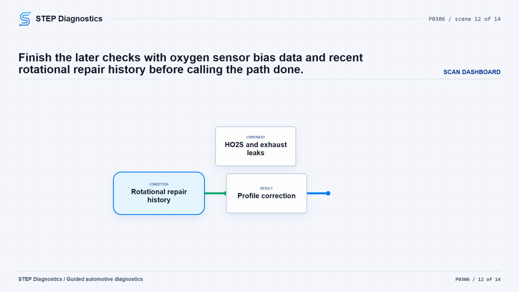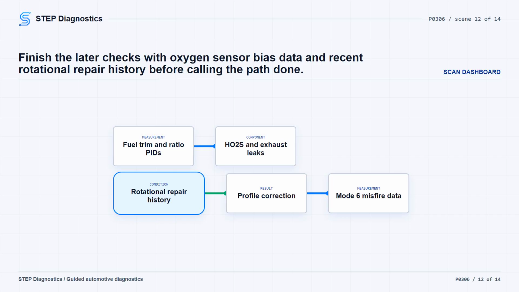Finally, check whether recent repairs involved rotational components such as the crankshaft, crank pulley, camshaft, flex plate, flywheel, pistons, connecting rods, or front accessory drive components. Misfire profiles may need to be relearned after major engine work. If that repair history is present, perform the misfire monitor neutral profile correction, recreate the original conditions, monitor cylinder misfire data in mode 6, and verify the misfire count is below 10.